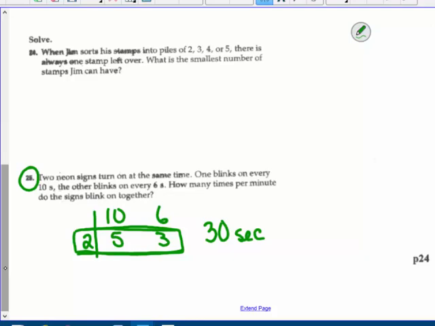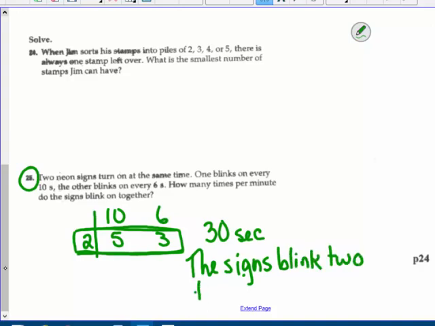How many times per minute do the signs blink together? The signs blink 2 times per minute together, or at the same time, right?